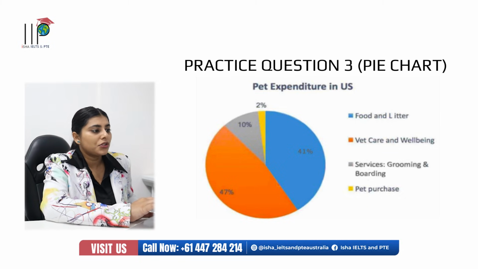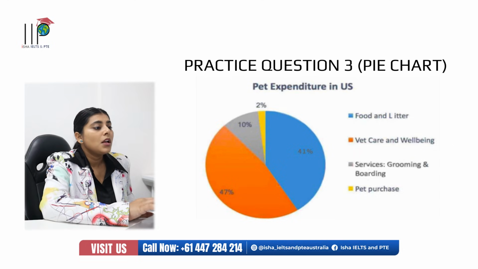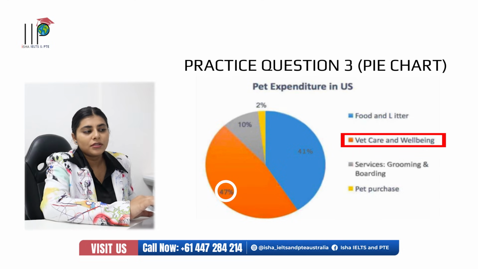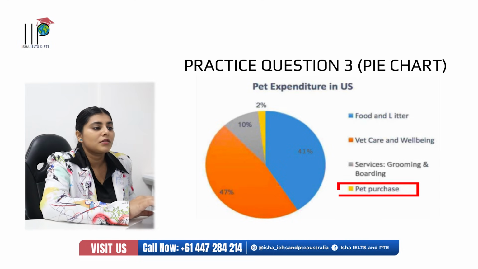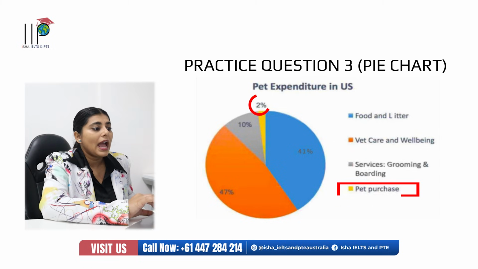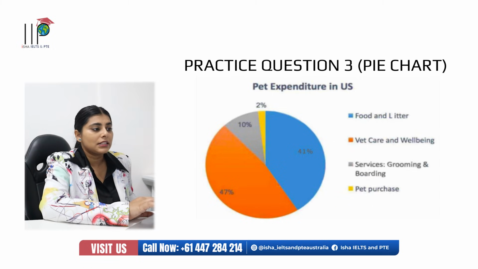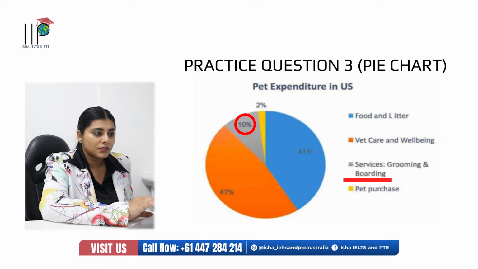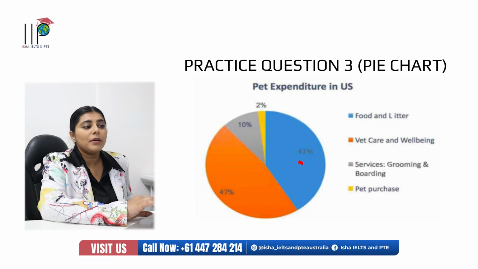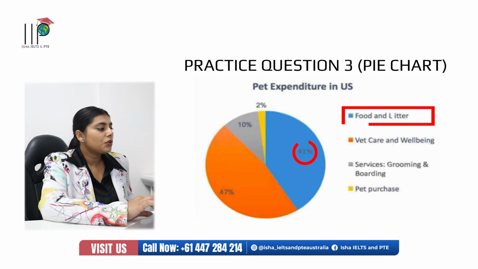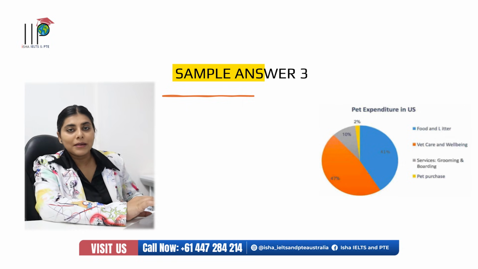Quickly, just in my preparation time, I can have a look that pet care and well-being is the maximum, which is around 47%, and pet purchase is the minimum, which is around 2%. The other two aspects that I can discuss definitely include that 10% is services, grooming and boarding, and 41% is food and litter. So now I'm going to speak my sample answer.